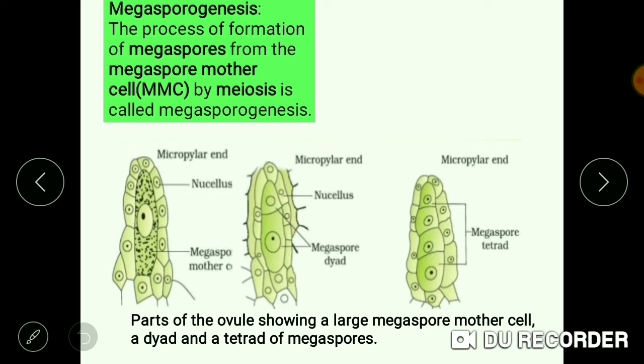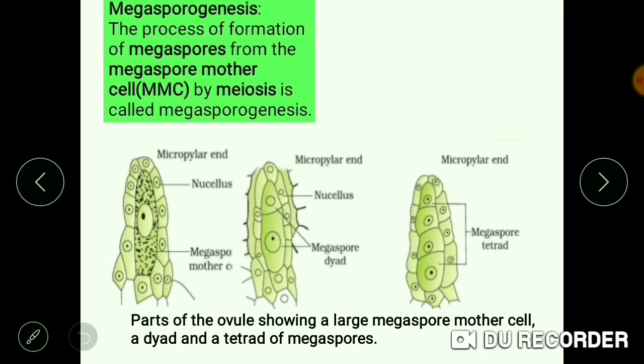The process of formation of megaspore from megaspore mother cell by meiosis is known as megasporogenesis. If you remember, we have studied about microsporogenesis when we were studying about the male reproductive part. So this is very similar to it, but the only difference is that here the process is occurring in the female reproductive organ.